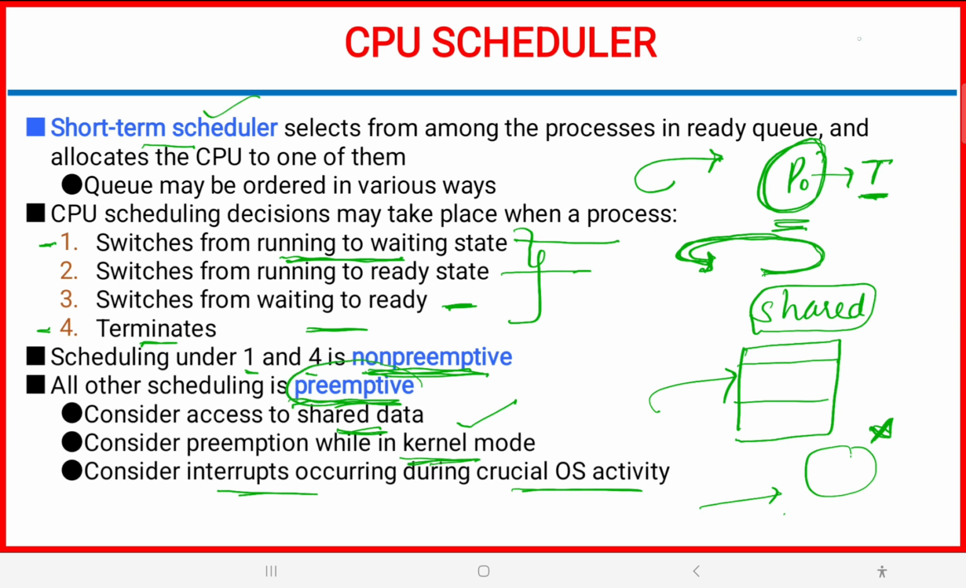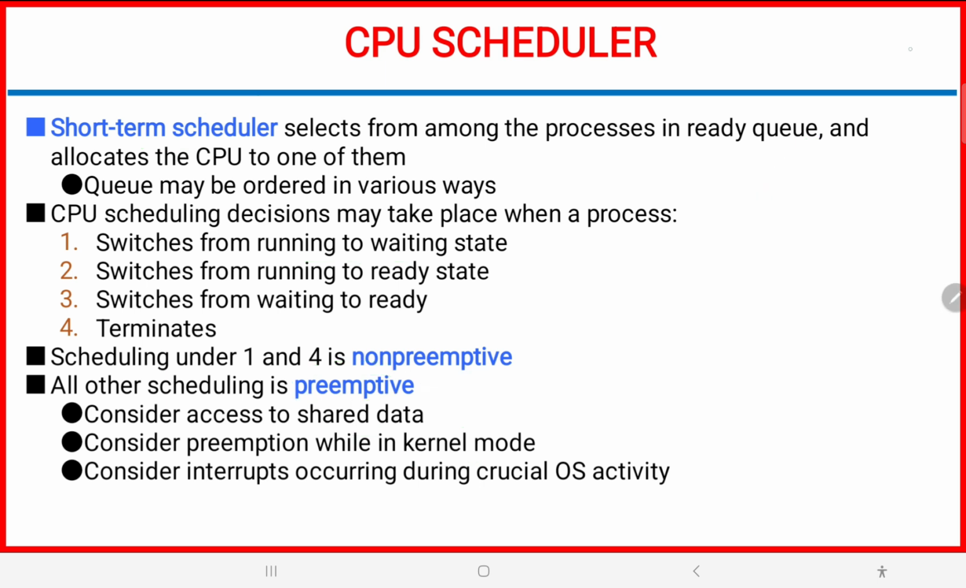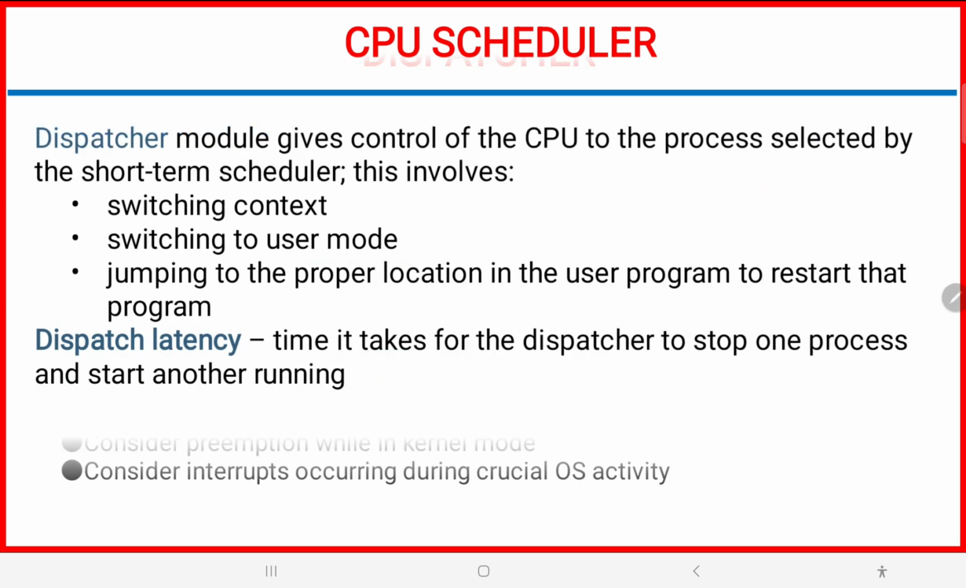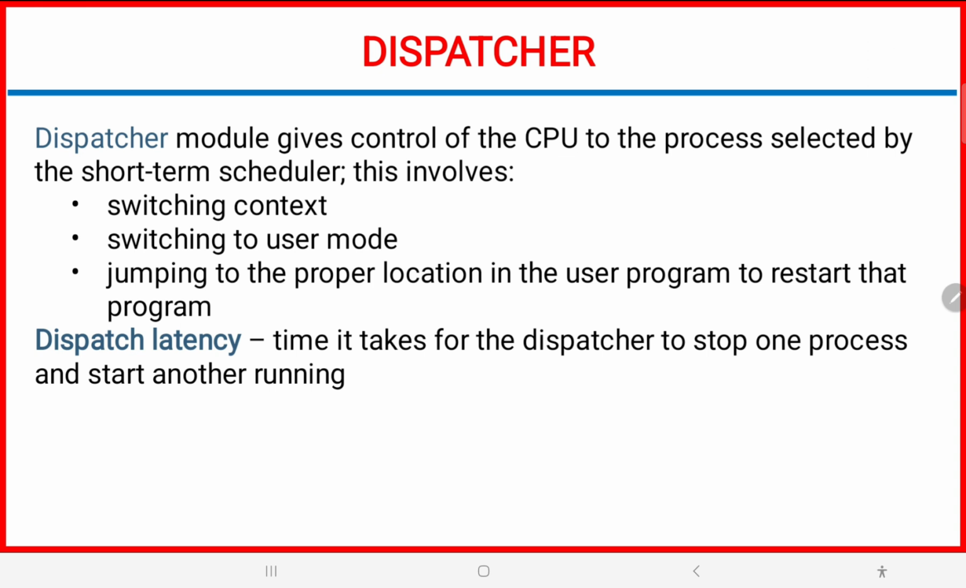So there is one more thing over here which is referred to as a, I would say, dispatcher module. And that dispatcher module is something which basically provides the control of the CPU to the process which has just entered into the running state. So it gives the control of the CPU to the process which is selected by the short-term scheduler.